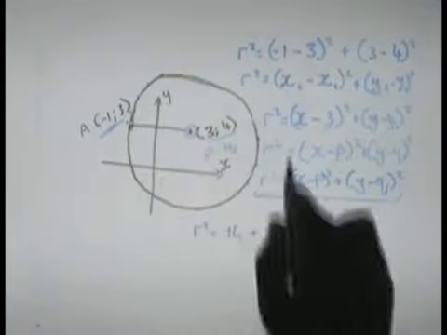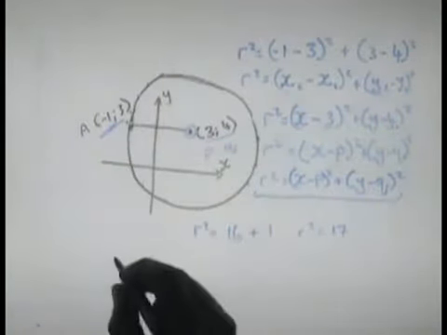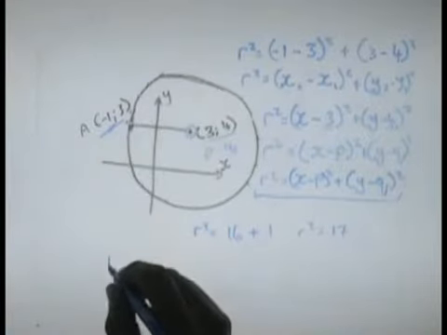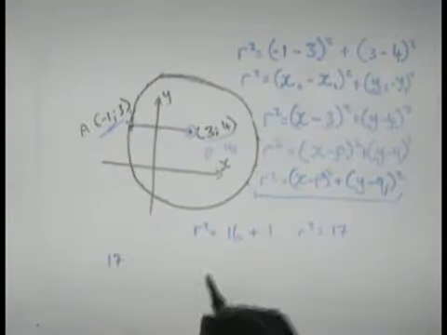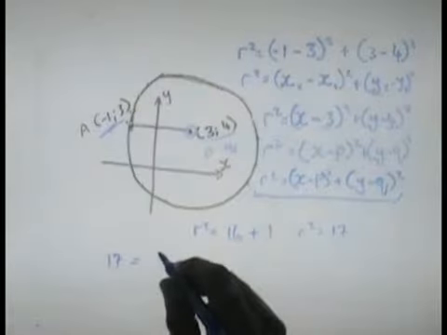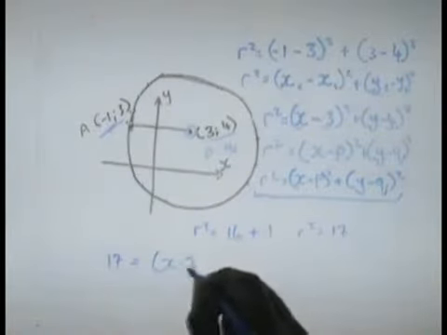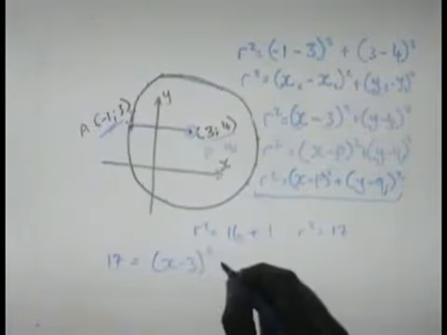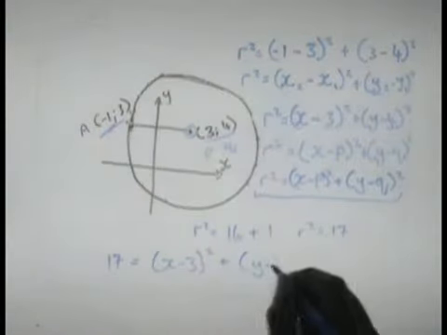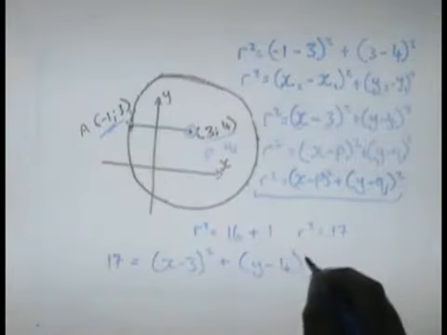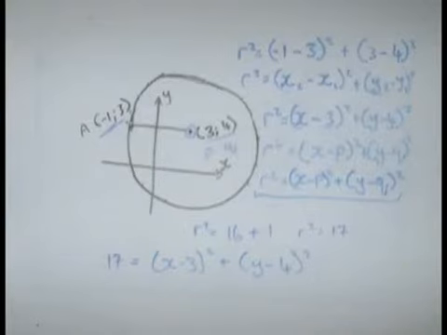That means that my equation for this particular example will read 17, which is r squared, is equal to x minus p, or x minus 3 squared, plus y minus q, or y minus 4 squared. And that is the equation of the circle not centered around the origin.